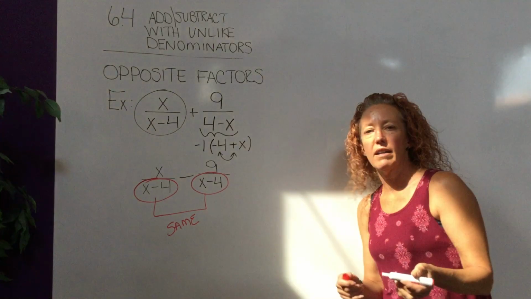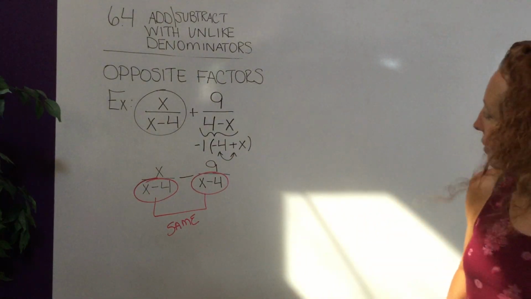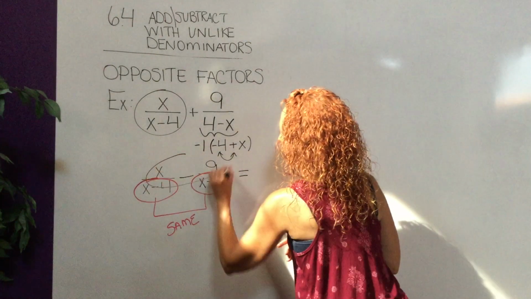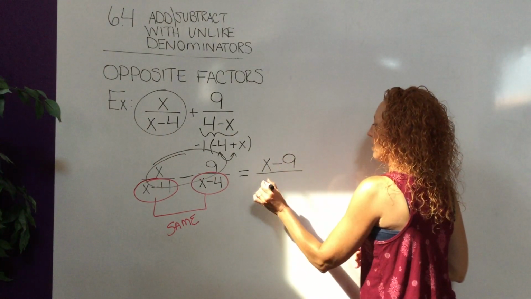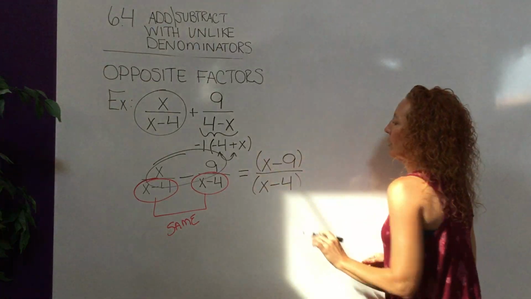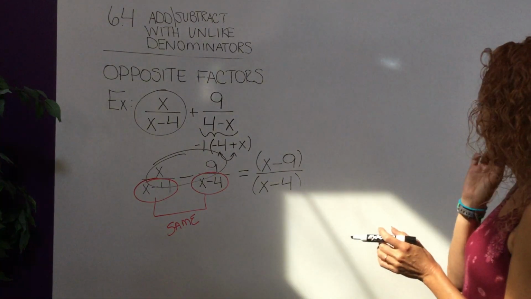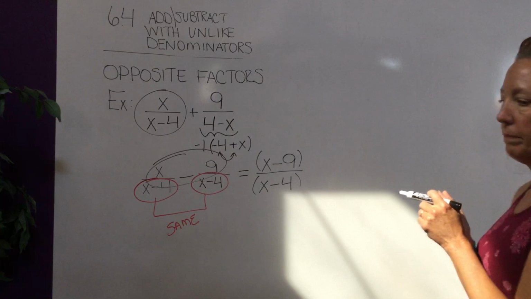And so now that kind of makes it easier in the sense that you don't have to look for a common denominator. And so your numerator, you just have to put this together. Your numerator now is x minus 9, and your denominator is x minus 4. And don't get excited and accidentally slash those x's out of there. That is your final answer.